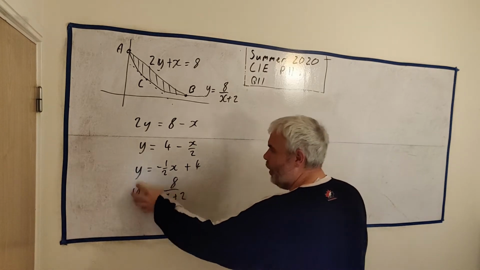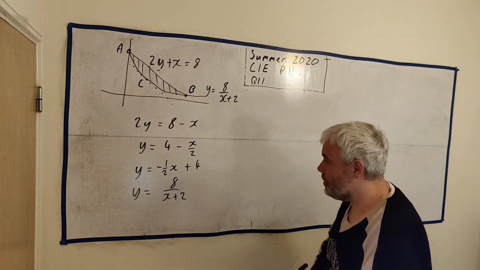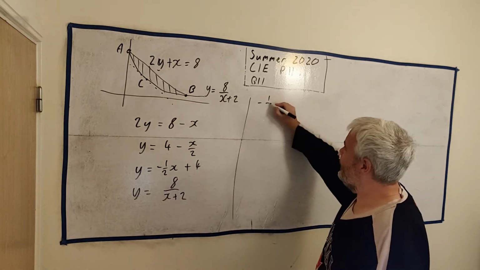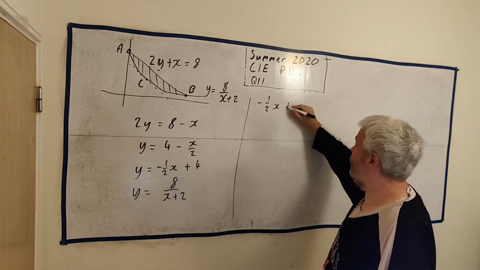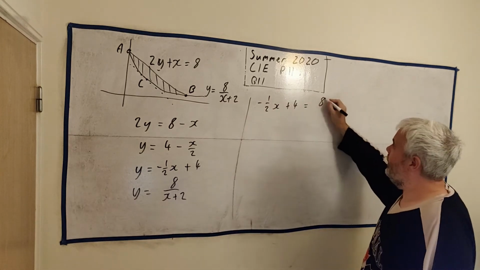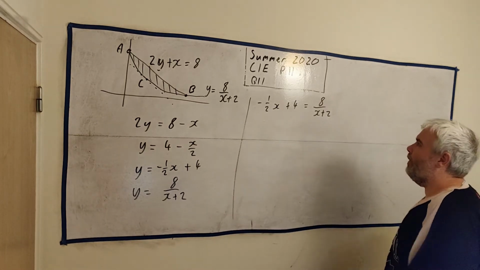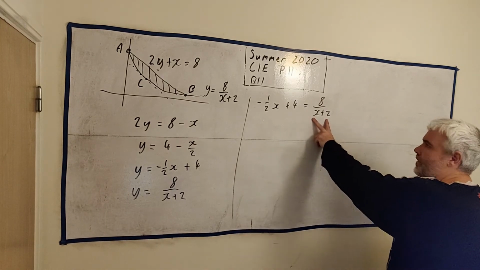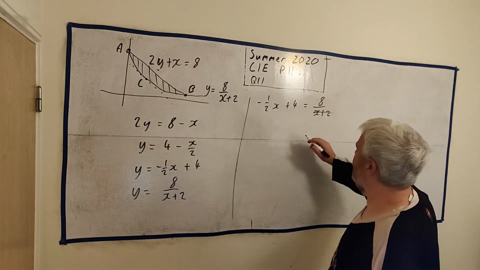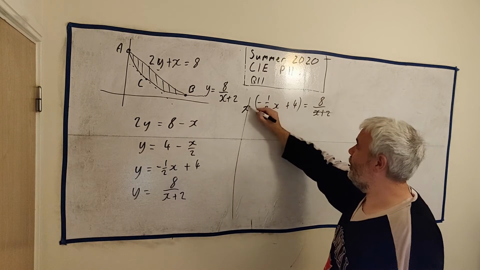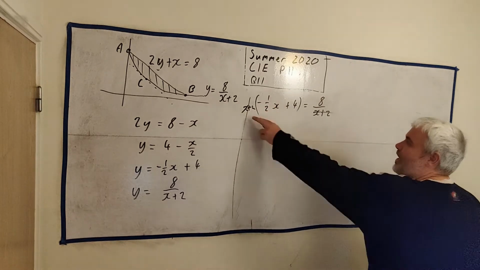Now that I've got these y's, I can just put them equal to each other. So I get minus a half x plus 4 must equal 8 over x plus 2. And let's multiply both sides by x plus 2, since it appears here and up here. Right, let's multiply this in.